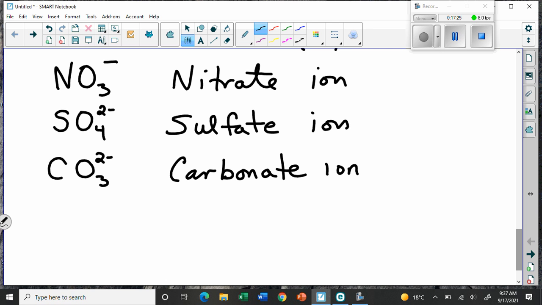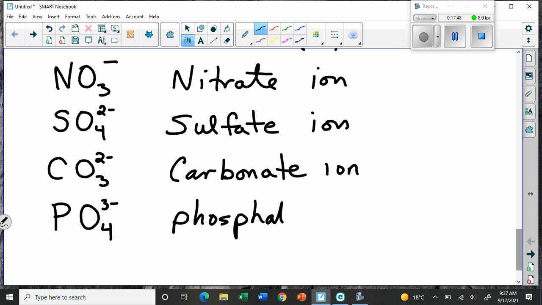Okay. Let's think of another one that we could use that's going to be fairly common. There's one with a P, that's phosphorus, PO4, and it has a 3 minus charge on it. That one's called phosphate, phosphate ion. Very common, phosphate.